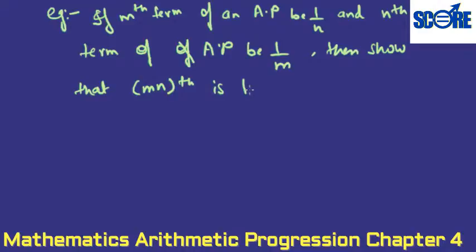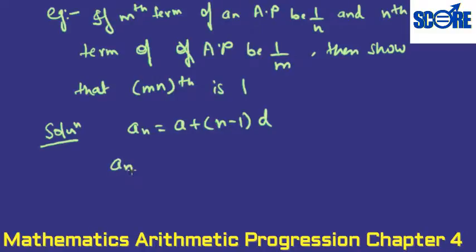So it means it is given that the mth term of some AP is 1 by n and the nth term is 1 by m. So we have to show the mth term of the same AP is 1. So how to solve it? As we have seen the formula for finding the nth term of an AP. So what was the formula? It is a_n is equal to a plus n minus 1 into d. So as it is given the mth term of an AP, in place of n we'll take m. So the mth term will become a plus m minus 1 into d, which is equal to 1 by n.